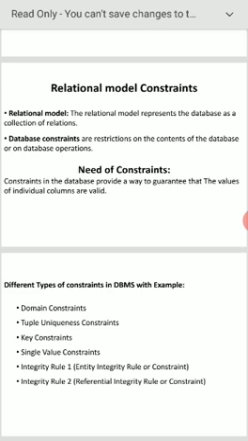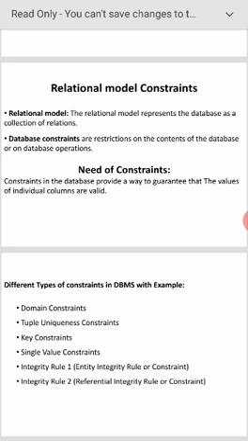Next is integrity rule 1. What does it mean actually? It is also called entity integrity rule or constraint. Actually, this rule states that no attribute of the primary key will contain a null value. Primary key should not be considered null value.